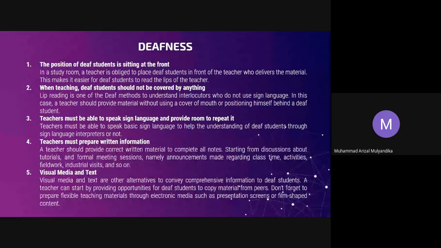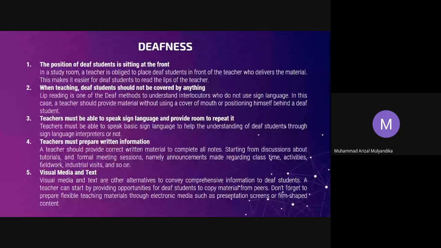The second is when teaching, deaf students should not be covered by anything. Lip reading is one of the deaf methods to understand interlocutors who do not use sign language. In this case, a teacher should provide material without using a cover over the mouth or positioning himself behind a deaf student. And number three is teachers must be able to speak sign language and provide room to repeat it.